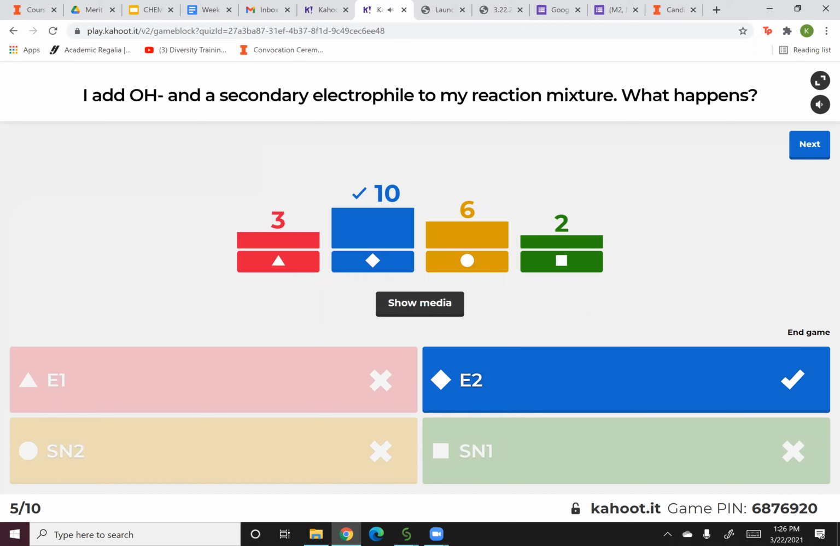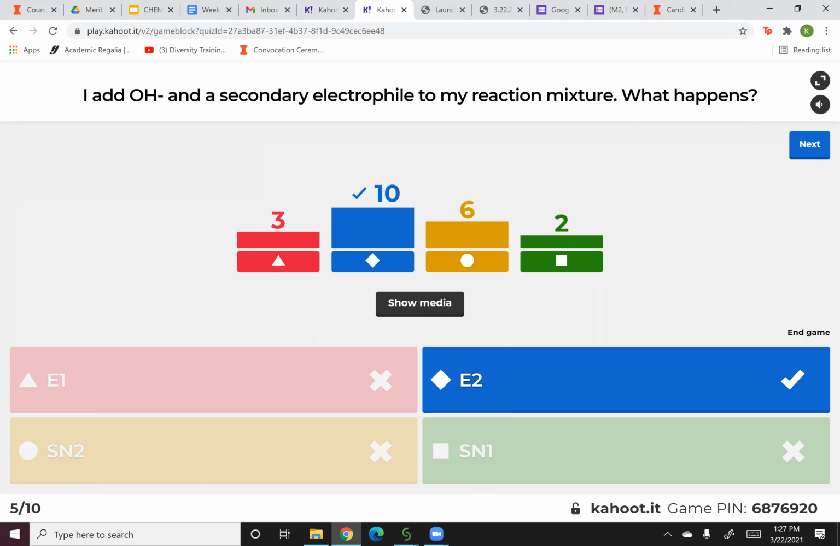All right, okay. So we have E2 here. Does anybody want to argue that? Anybody want to support that with some evidence of any sort? Yeah? I chose E2 because I knew OH was a strong base. So that's with the chart.